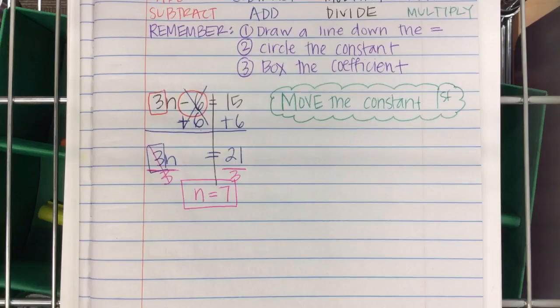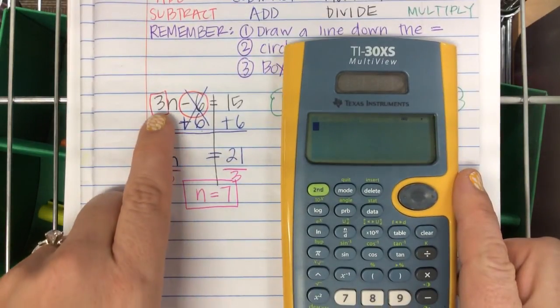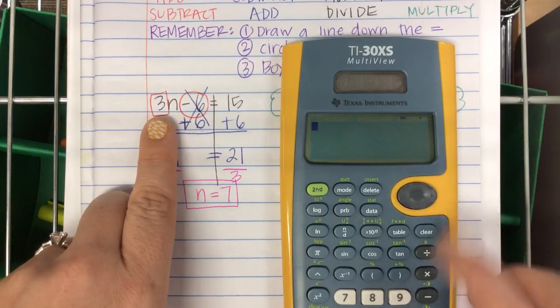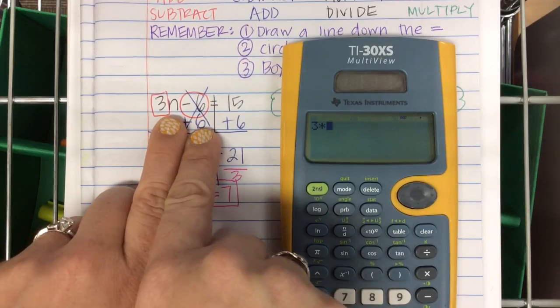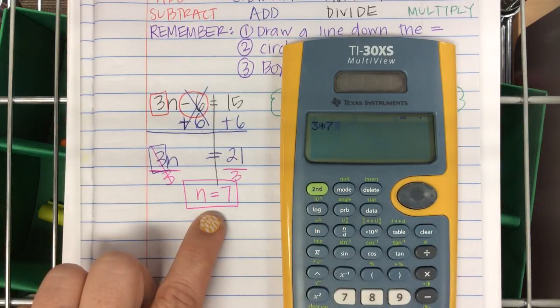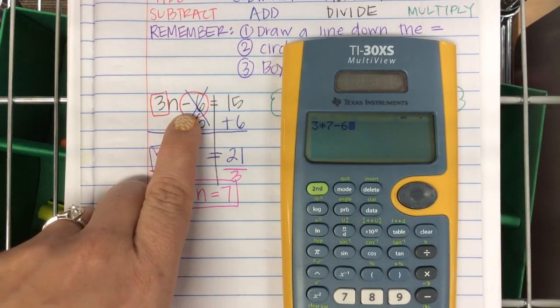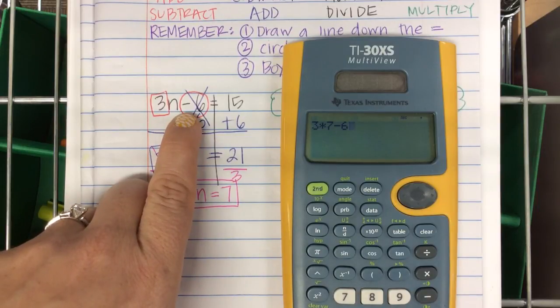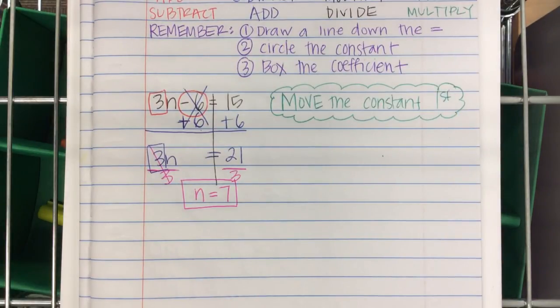And because algebra is so great, if you take your calculator, you can guarantee that you have the right answer. I go back up to my original problem. 3 times n. What's my n value? 7. So 3 times 7 minus 6 equals 15. I did it right. Good to go.